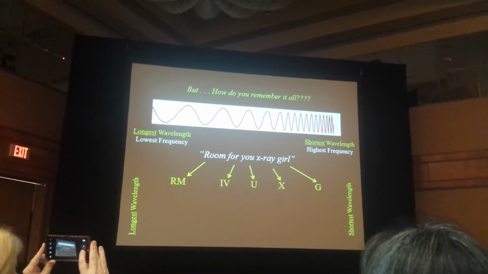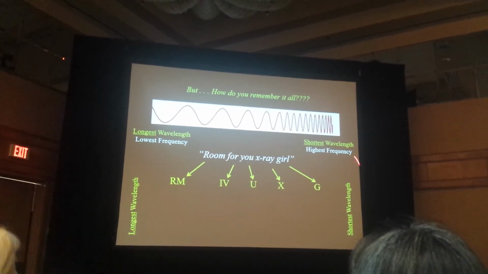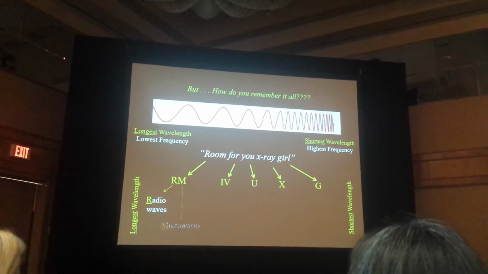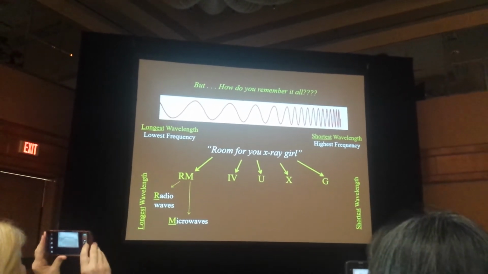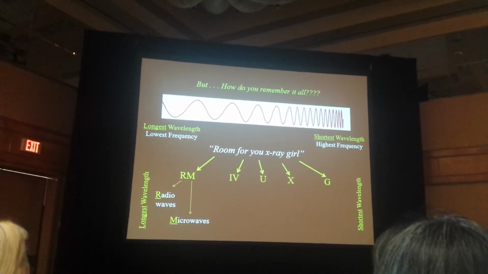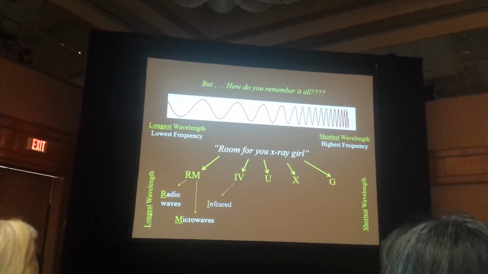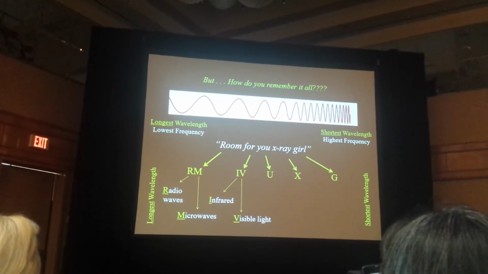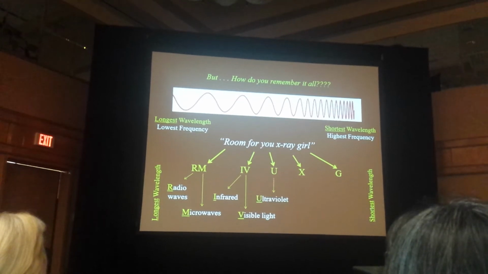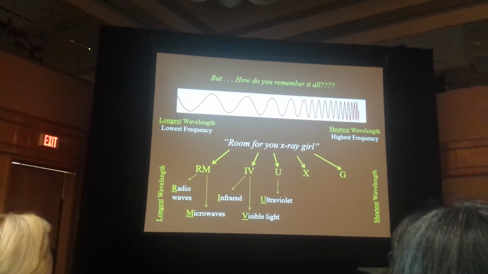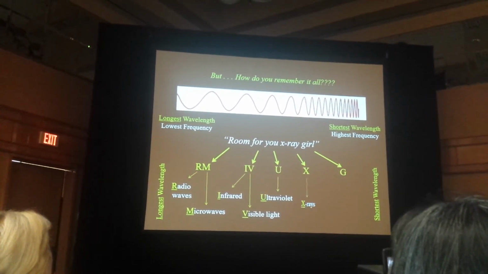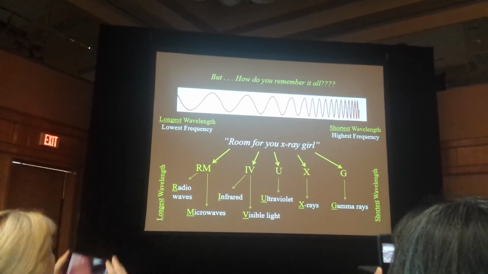And then, this is arranging it from the longest wavelength to the shortest wavelength. The R stands for radio waves. The M stands for microwaves. The I stands for infrared, V for visible light. U stands for ultraviolet. X for X-rays, and G for gamma rays.